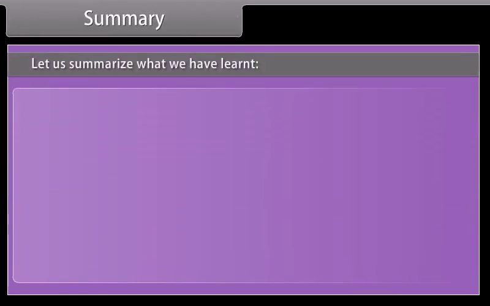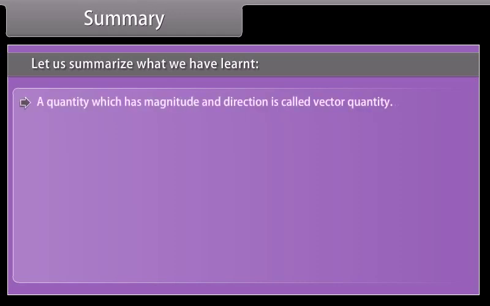Summary. Let us summarize what we have learned. A quantity which has magnitude and direction is called a vector quantity.